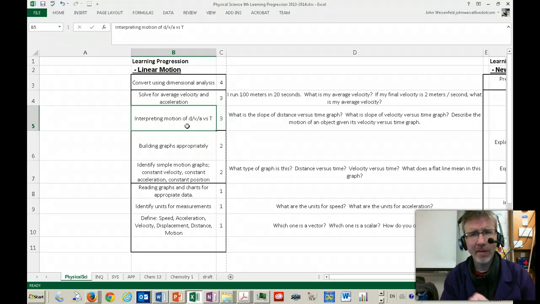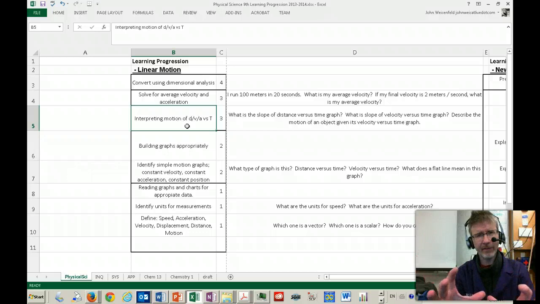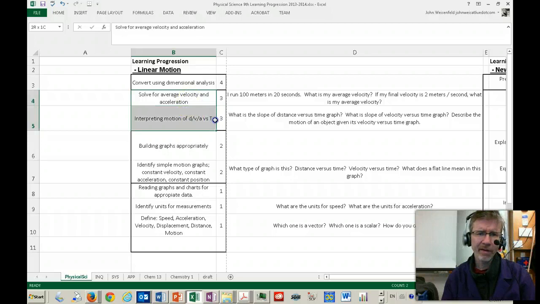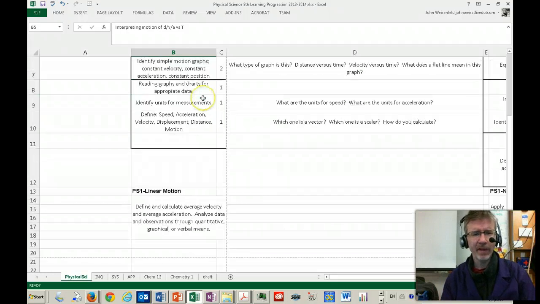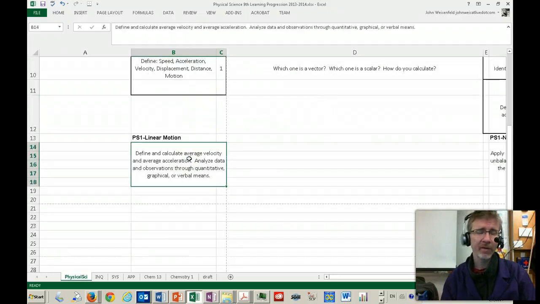And then can you describe the motion of an object? If I give you a graph, can you tell me what the motion of an object is in the real world? Those are both for level 3 in this standard. And then can you convert between these using dimensional analysis for level 4 in this standard, linear motion? This was a discussion of the objective and the learning progression for PS1 linear motion.